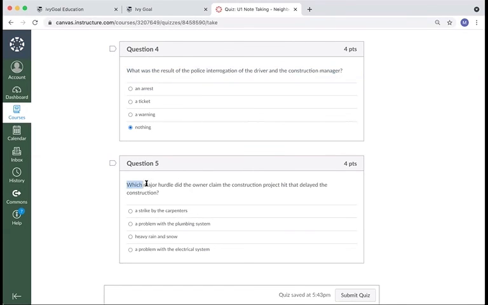Alvin, which major hurdle did the owner claim the construction project hit that delayed the construction? Do you remember? A problem with the plumbing system? Okay. Let's see how we do.